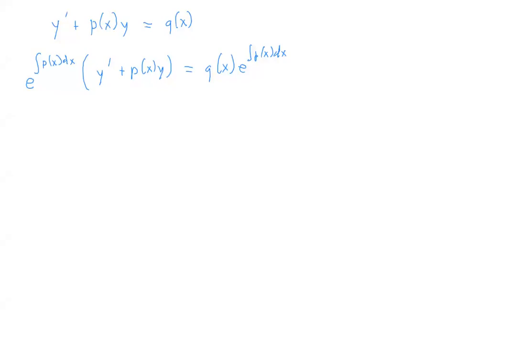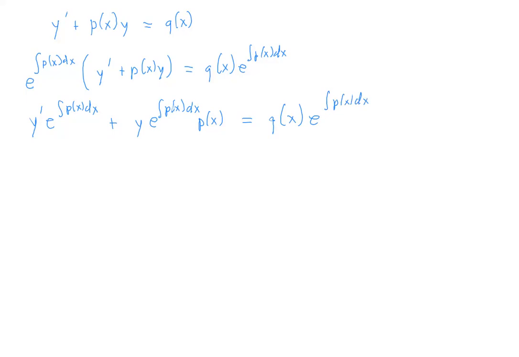And now what happens is that, let me write it out so that you can see it. So we have y prime times e to the integral of p of x dx plus y times e to the integral of p of x dx times p of x equals q of x times e to the integral of p of x dx.